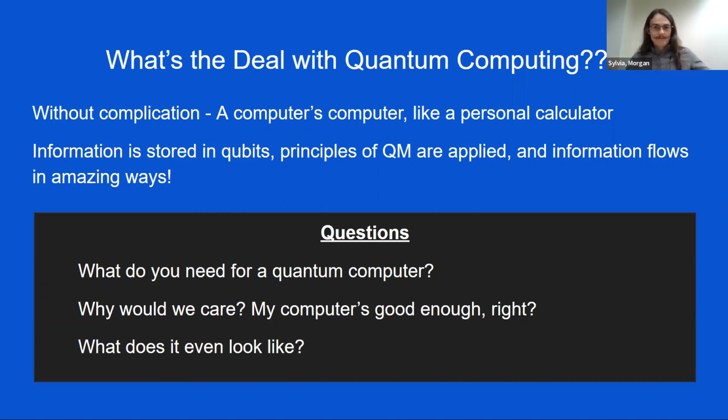And that is precisely where the quantum computer comes into play. It's made up... you might be asking yourself, well, what could we possibly need it for? That just sounds like a general bigger calculator or computer. Why do we even care? Our computers should be good enough. We've been using them for our entire lives. And what does it even look like?